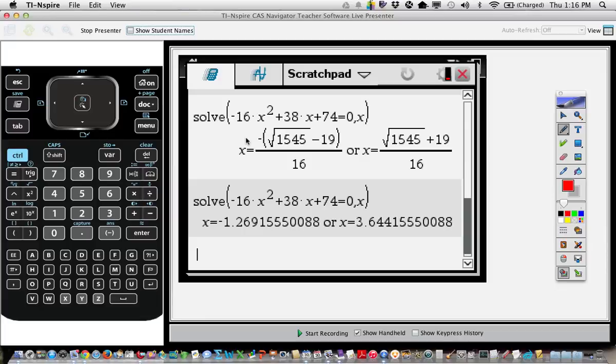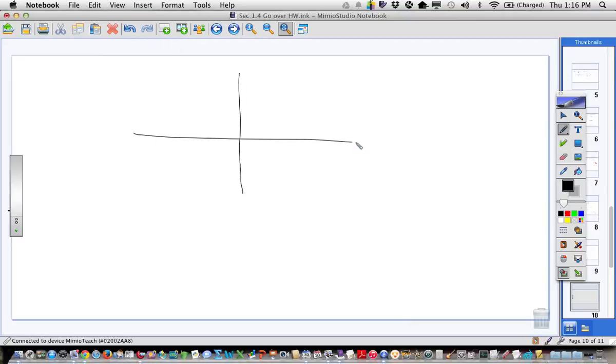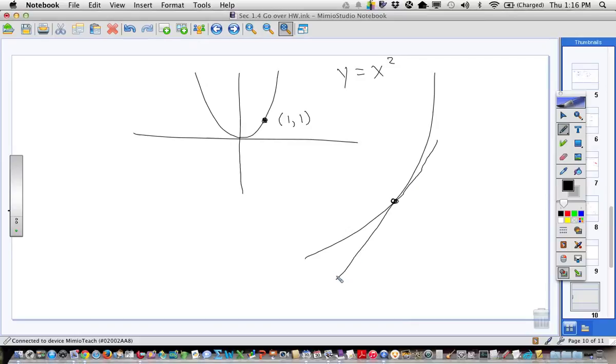That's one way. But we can do better than that if we know an equation we want to work with. So in your book, they've got this graph, y equals x squared. Go in and let's graph y equals x squared. We're going to look right here at the point (1, 1) on that particular graph. I'm going to draw myself a tangent line. That's kind of what we're looking at.